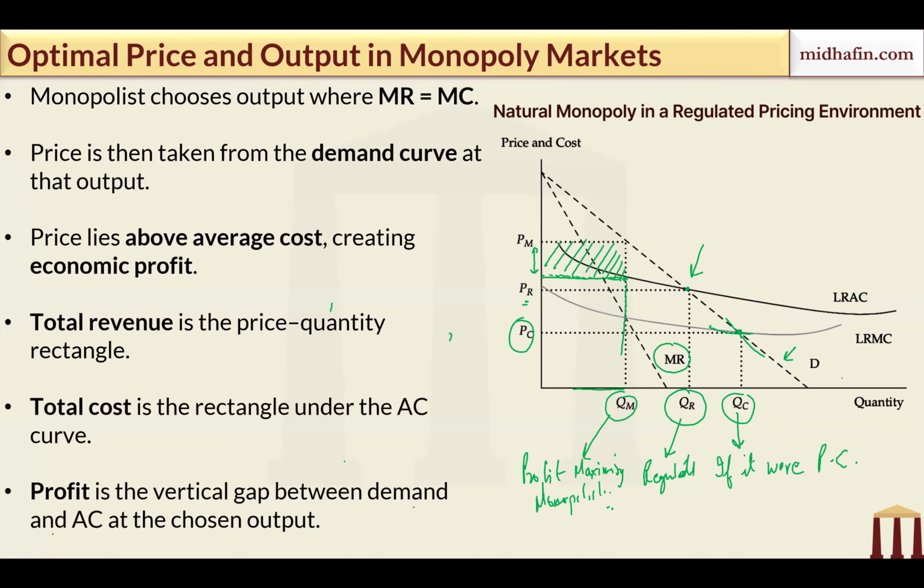Now let us come to the next point, which is price discrimination and consumer surplus. Monopolists will vary prices to extract consumer surplus.